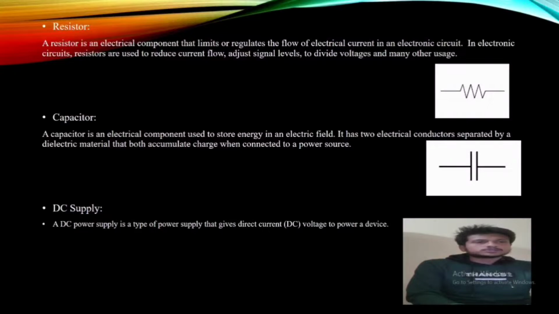And let's talk about the capacitor. A capacitor is an electrical component used to store energy in an electric field. It has two electrical conductors separated by a dielectric material that both accumulate charge when connected to a power source. DC supply. A DC power supply is a type of power supply that gives direct current DC voltage to power a device.